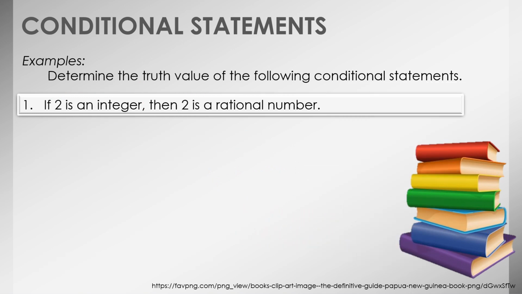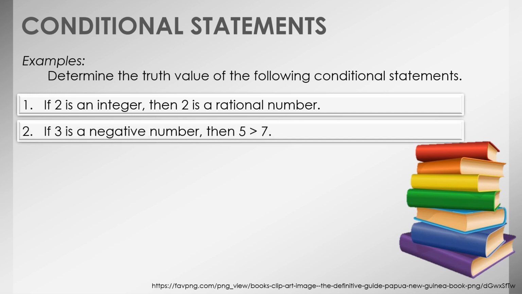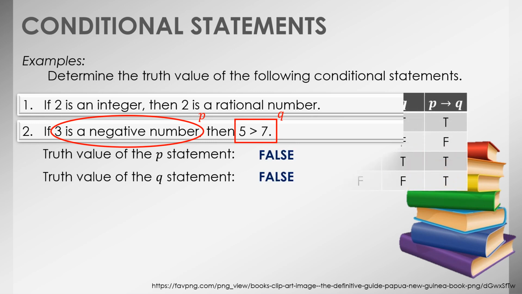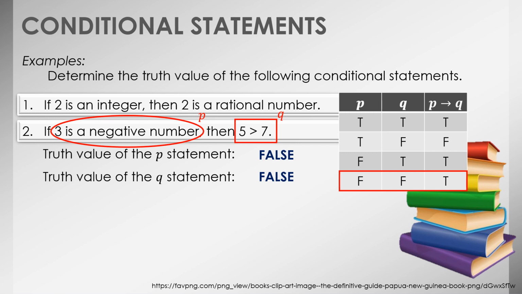Next, we have this. Similarly to what we did in the first example, we will first determine the P and the Q statements, and these statements are represented by this. Next, we will determine their corresponding truth values. Obviously, both P and Q statements are false. Hence, by referring to the truth table, we are on the fourth case. Therefore, the given conditional statement is true.